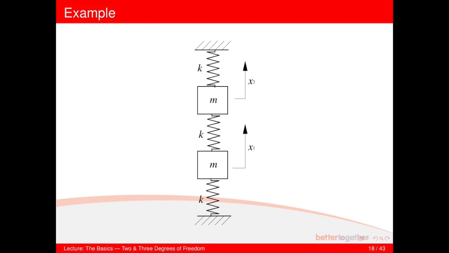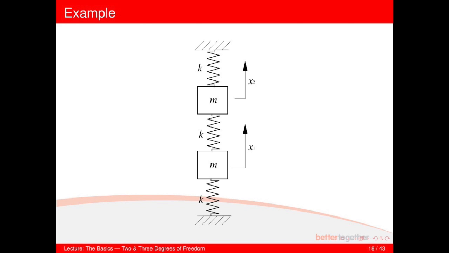So as a very basic example, we've got 2 degrees of freedom, we've got 2 masses which are the same, and we've got 3 springs which are the same. There's no dampers, we don't worry about it. And we've got x1 and x2, and the question is, find the equation of motion, find the natural frequencies, and find the mode shapes.